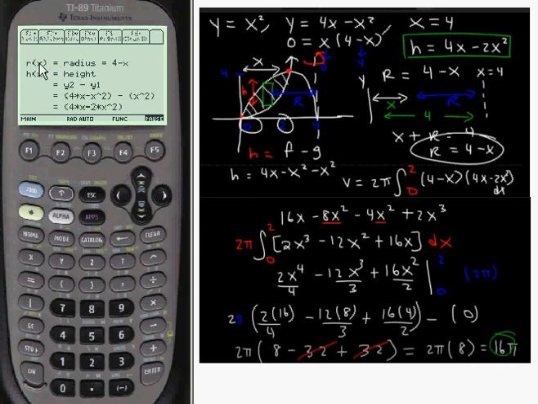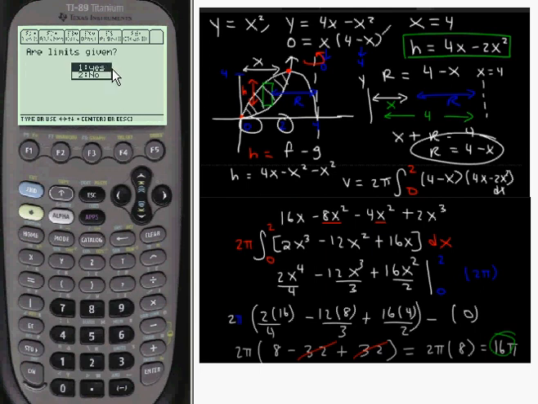So we have the radius, r(x) equals 4 minus x, and the height is equal to y1 squared minus y2 squared, which equals 4x minus x squared minus x squared, which turns out to be 4x minus 2x squared, which he has right here, 4x minus 2x squared for that integral. He hasn't set the integral yet.